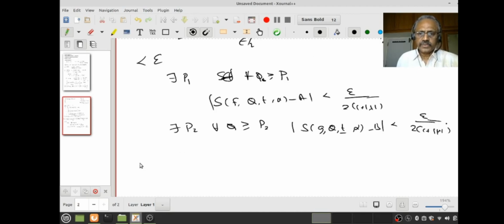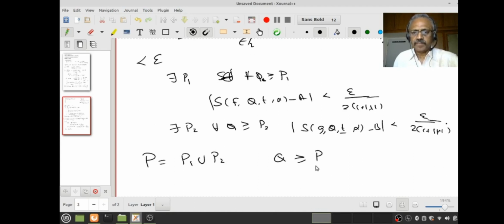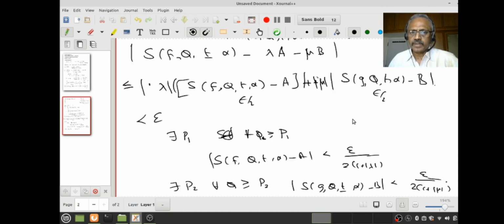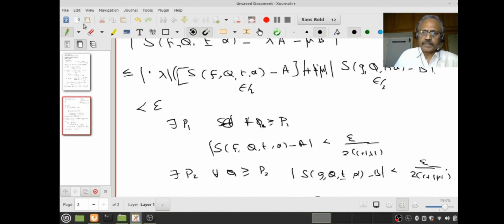So what do you think I will do? Take p equal to p1 union p2. Now take q to be any partition which is finer than p. Therefore q will automatically be finer than p1 as well as p2. Do you understand that? Therefore every such partition q which is finer than p, where p is p1 union p2, |S(f, q, t, alpha) minus a| is less than epsilon by 2 times (1 plus |lambda|). Are you following?